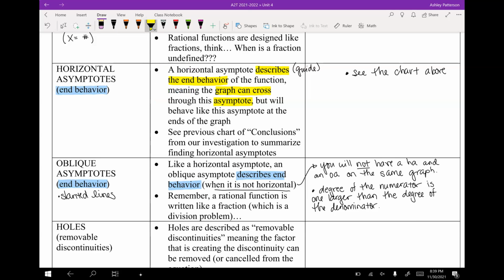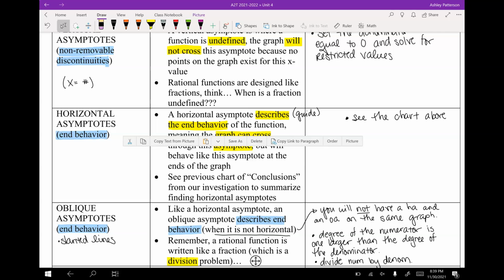Fractions are division. So if they exist, how do we find them? We're going to take the numerator divided by the denominator. So we're going to divide the numerator by the denominator to find the equation of the oblique asymptote. All right, 3 possible asymptotes.